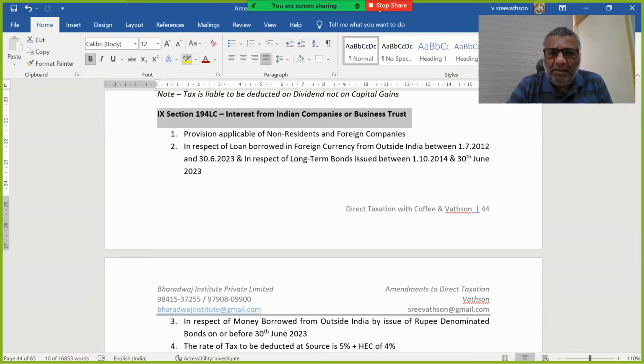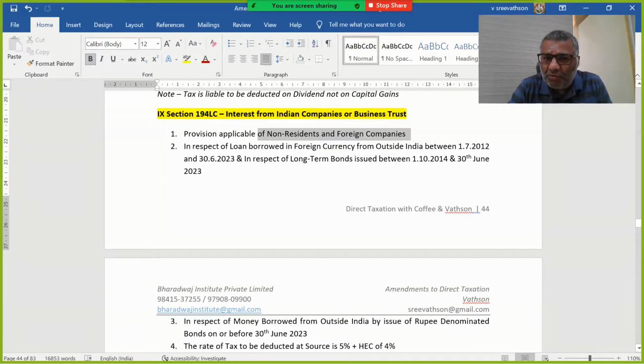Interest from Indian companies or business trust applies only for non-residents and foreign companies. The date is extended, the rate is the same. The date is extended till 30/6/2023 in all these cases.